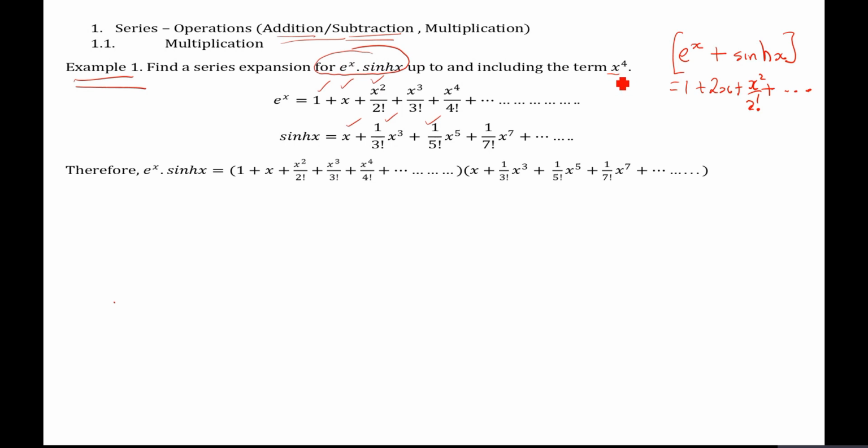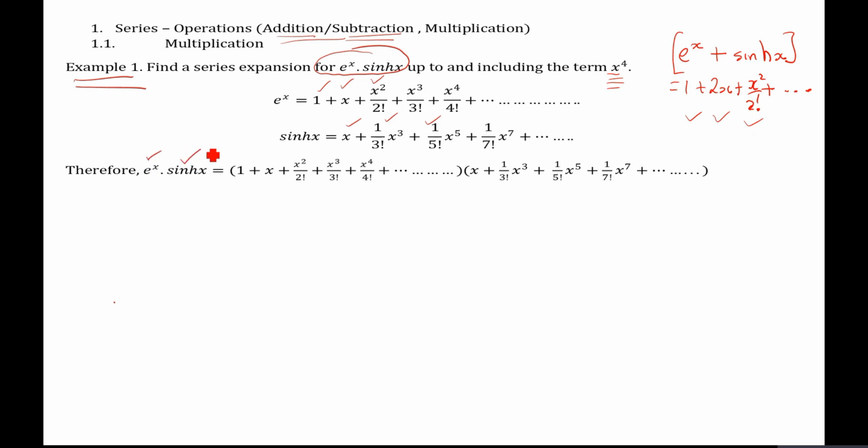Up to and including the term x to the power 4. Now that is extremely important. You'll see why. So how do I do it? Just like I add two series, like I've shown you there, I have to put the terms next to each other and add all the like terms. We do the same here.